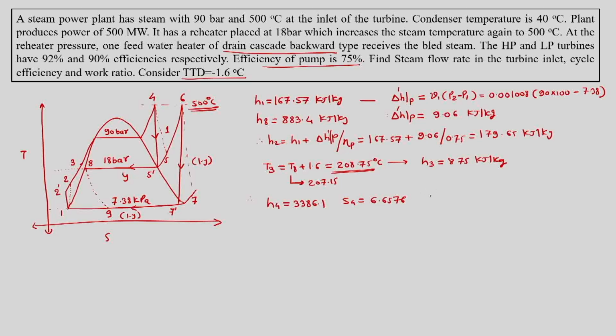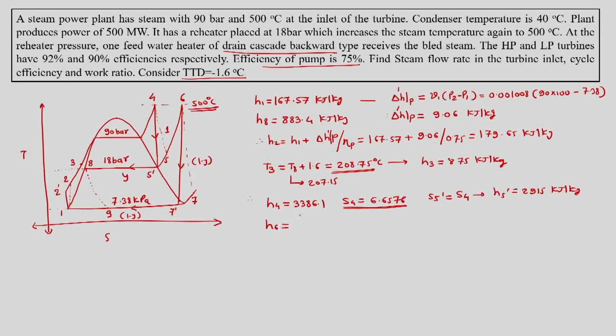We will keep also noted S4, which is 6.6576. So we know that S5 dash is equal to S4. So we can get H5 dash, and for that H5 dash we will see at 18 bar what would be the value at which we will get the entropy as S4. So H5 dash for us will be 2915 kilojoule per kg.